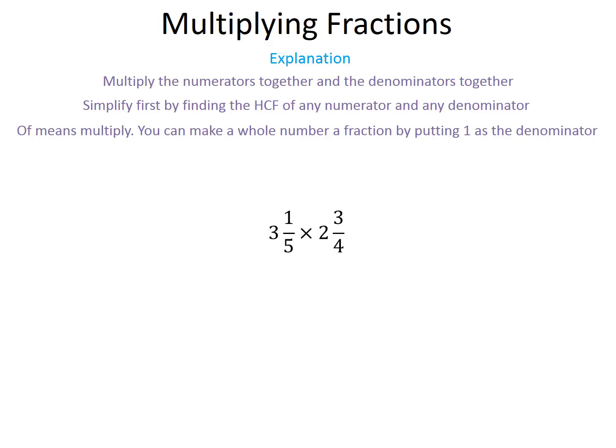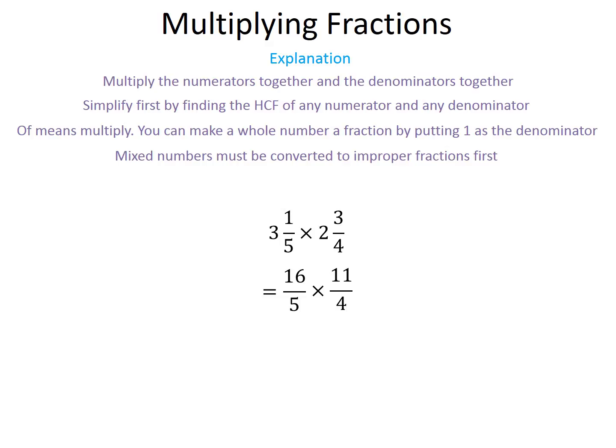Finally, if you've got mixed numbers, there's no choice when you're multiplying. You must convert them to improper fractions. Never try and multiply mixed numbers. And so if I had this as my question on the next line down, I'd simply convert each one of them to an improper fraction first, and then I could try and multiply them together, doing all my normal simplifying and everything.